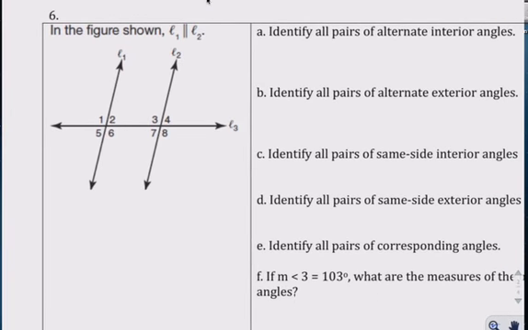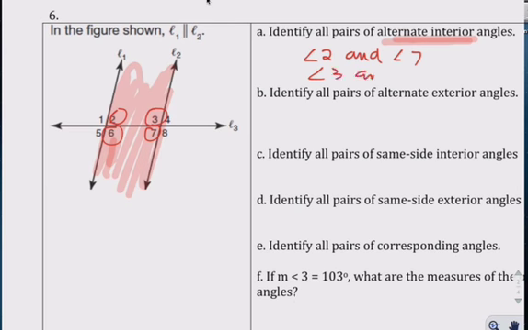Identify all pairs of alternate interior angles. Oh, what happened? Oh, it went this way. This line is the transversal line. So that's the one that cuts those. So we're looking at interior, alternate interior. Alternate interior is angle 2 and angle 7. They're congruent. And then angle 3 and angle 6. Okay, that's the interior.